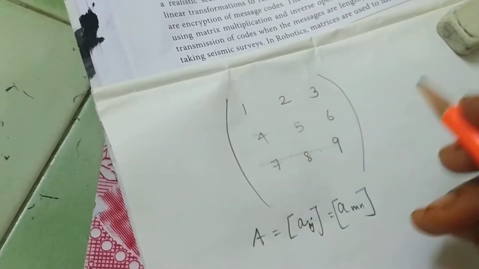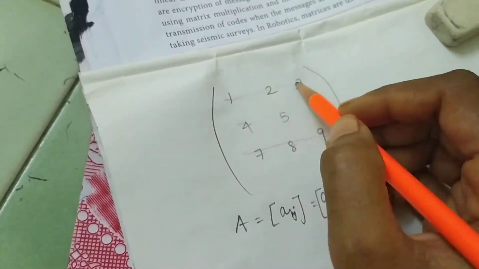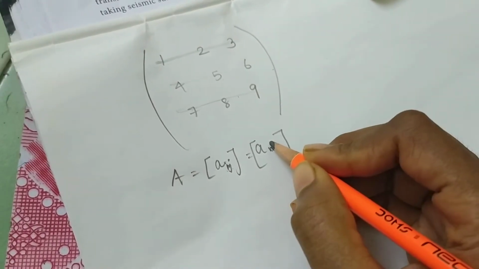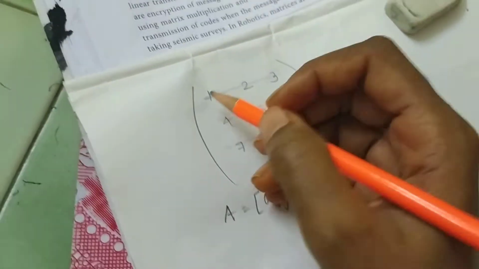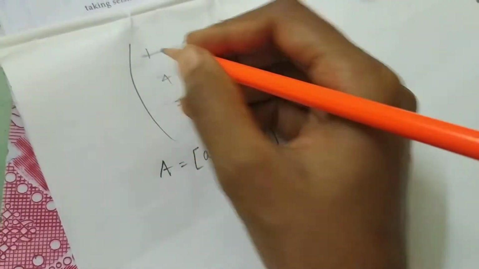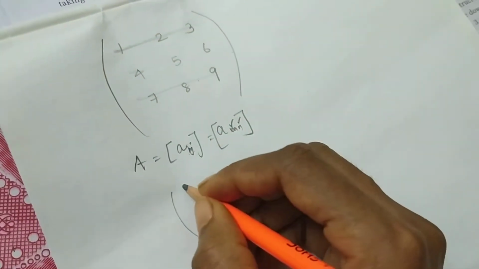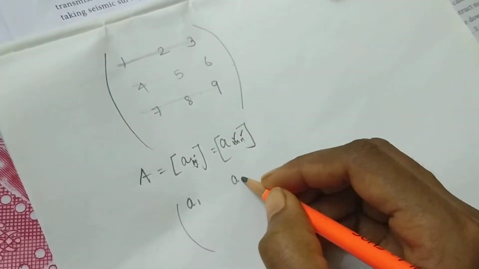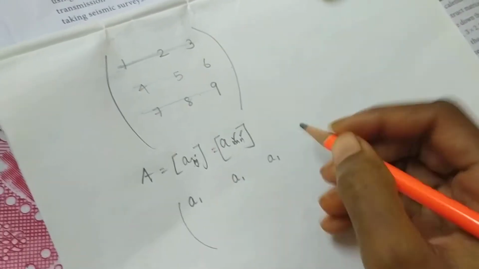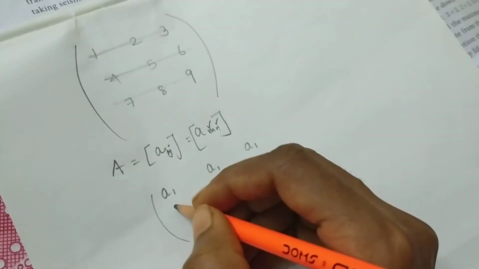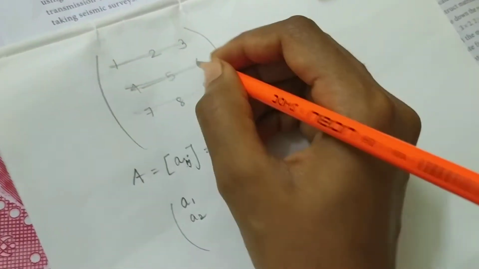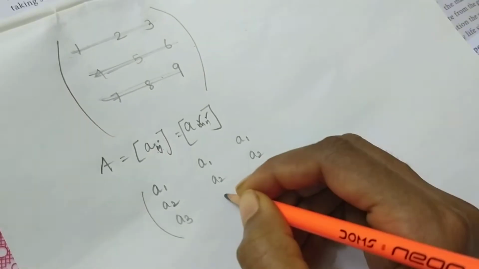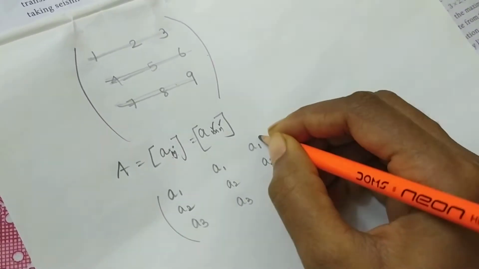Are you clear? So why I am writing like this: this is a first row. Okay, so i is my row. Now only we learned, right? M is your row, N is your column. So first row, how can I write? This is my A. My row is a1. This is the same row 1. This is a row 1. This is my row 2, a2. This is also second row only. Third one also third row. Are you clear? These are my rows.